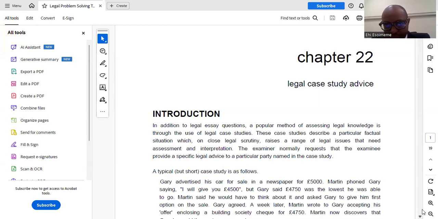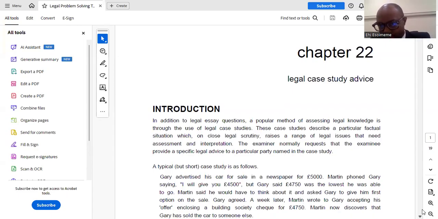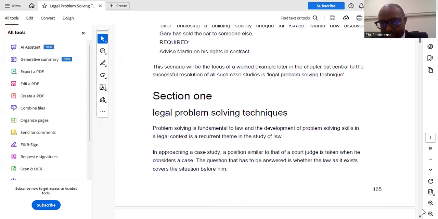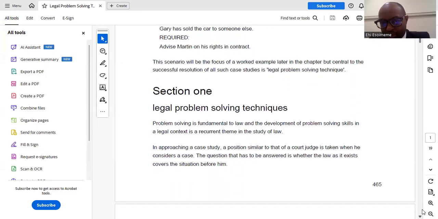Here, we have that part of the essays, addressing the essay questions, but for now, that's not what we are looking at. We're looking at the legal case studies. And these case studies describe a factual situation which, on close legal scrutiny, raises a range of legal issues that need assessment and interpretation. So you will see those facts, and what you need to do is to actually raise a range of legal issues. And then one of the things that we see is that problem solving is very fundamental to law and the development of problem solving skills in the legal context.